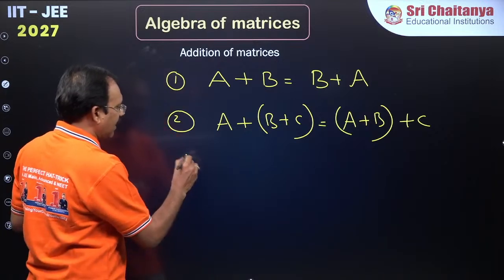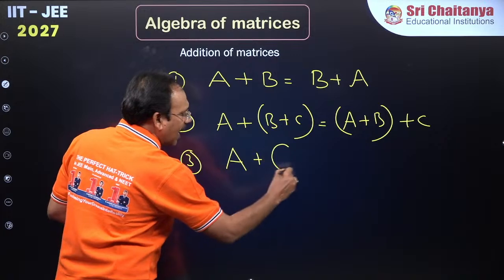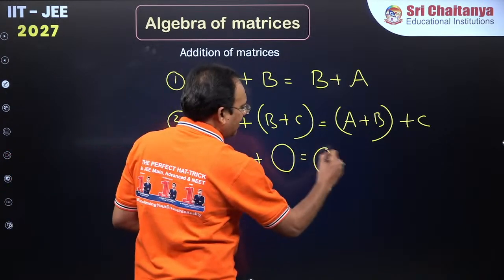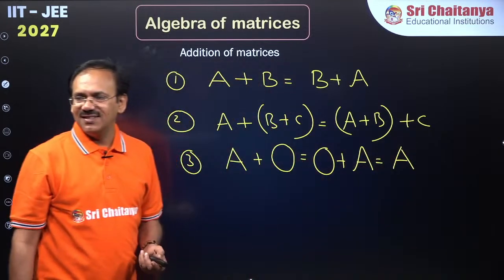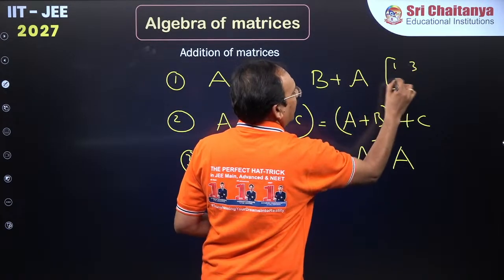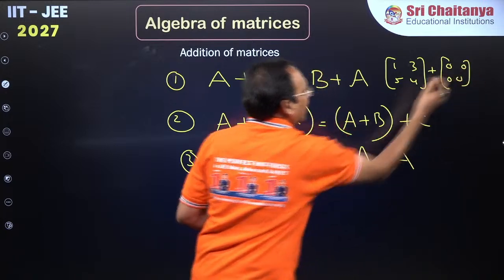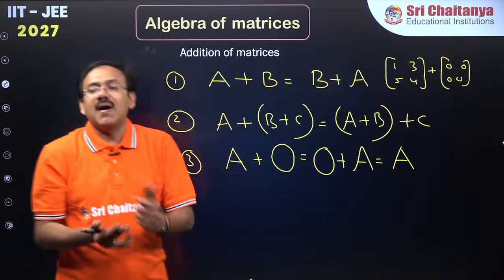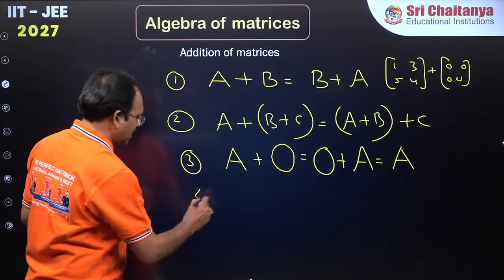Next, dear students, to any matrix, if you add a null matrix of the same order, or null matrix plus any matrix of the same order, it will give you A. Very simple. You take a 2 by 2 matrix 1, 3, 5, 4, add this with the null matrix. What will you get? The matrix itself. A plus 0 matrix gives the same matrix. Correct? Very simple things.